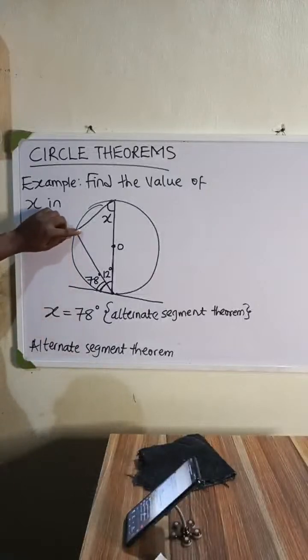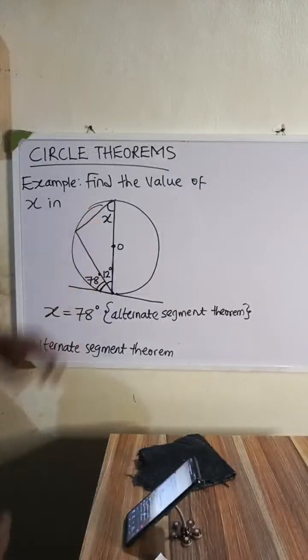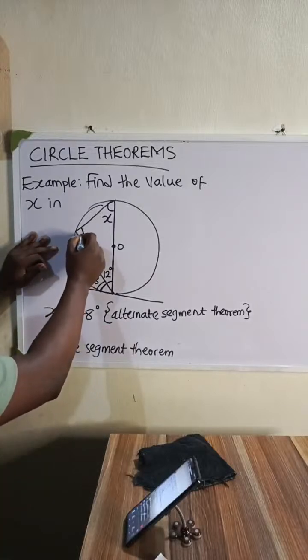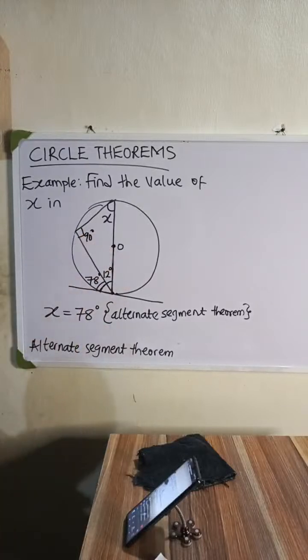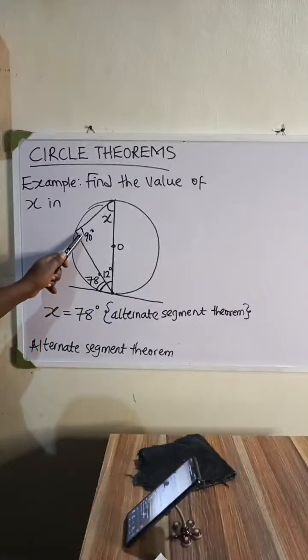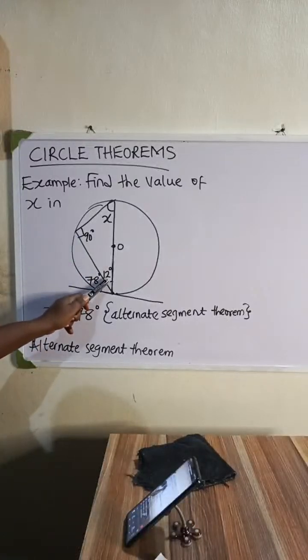Okay, so this angle here, since this is a semicircle, this angle is equal to 90 degrees. So we know here to be 90 degrees, we know here to be 12 degrees.